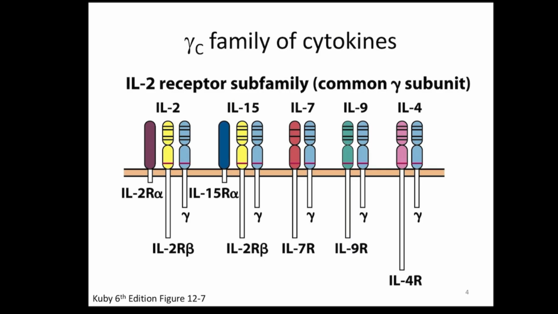For the IL-2 receptor, you can see that there's IL-2 receptor beta as well as IL-2 receptor alpha. So it's actually a three-parter. IL-15, you can also see is a three-parter. IL-7 is a gamma chain plus one other chain. IL-9, gamma chain plus one other chain. IL-4, gamma chain plus one other chain. There's also one other member of this family that's not shown here, which is IL-21, which is the gamma chain and one other member.